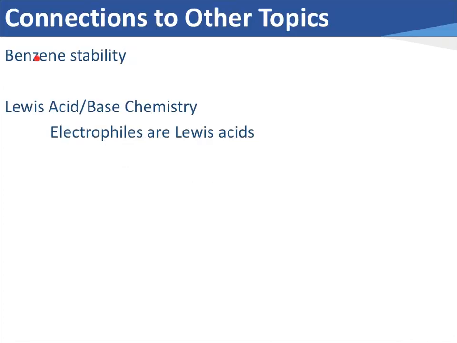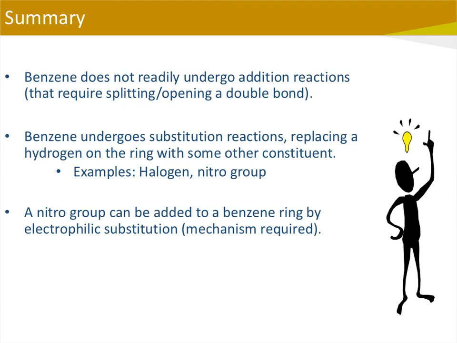Connections to other topics, obviously benzene stability and our discussion of Lewis acid and base chemistry and electrophiles. As a summary, benzene does not readily undergo addition reactions like a typical alkene, and the addition reactions require the splitting or opening of a double bond. Maybe not the most scientific terminology, but it is one way to think about that pi bond being split open.